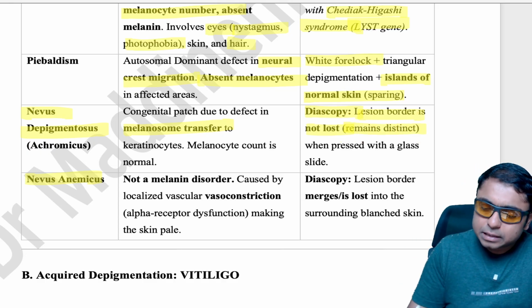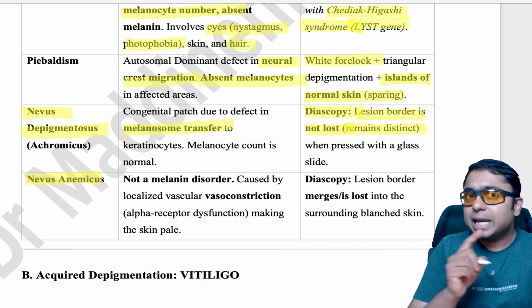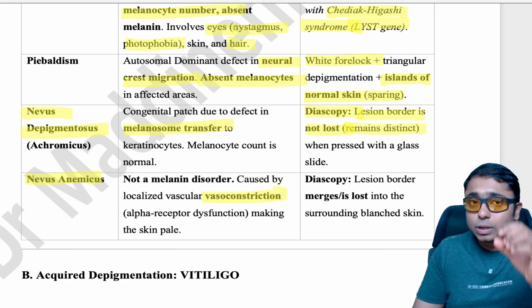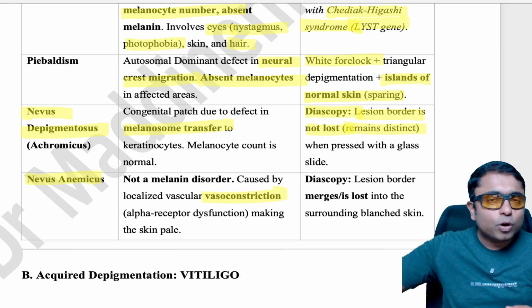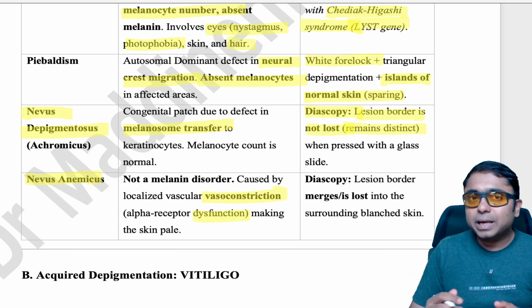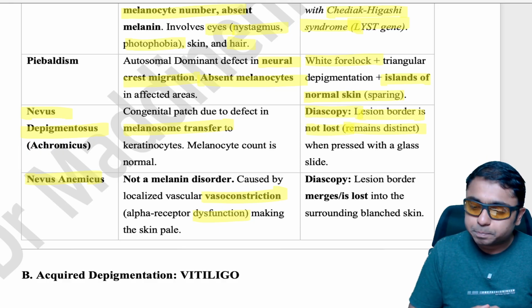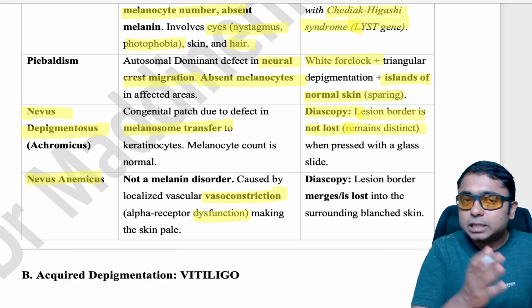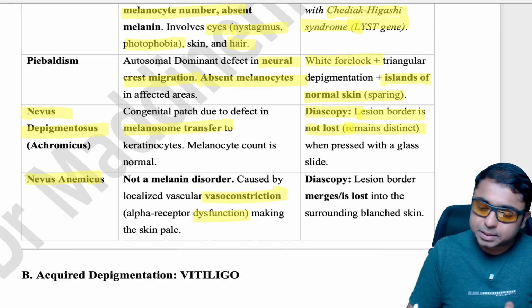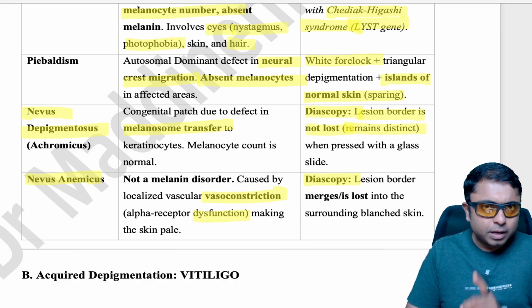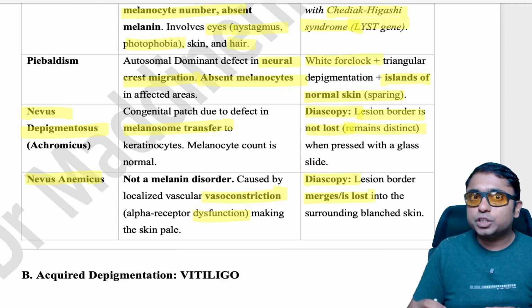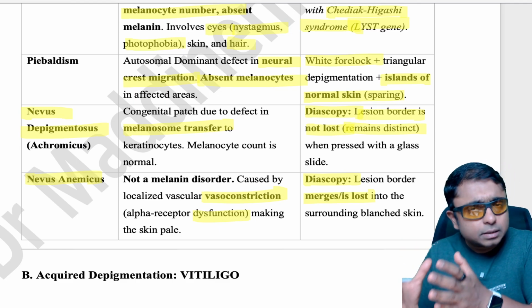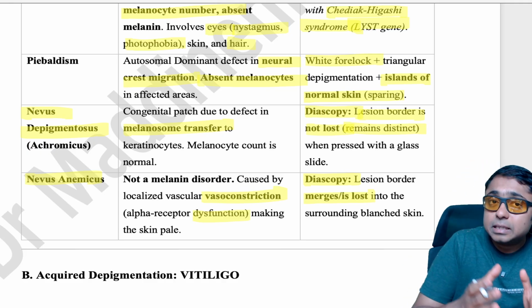It remains distinct. And coming to nevus anemicus, remember this is not a melanin disorder. It is basically due to excessive vasoconstriction in the lesional skin because of alpha receptor dysfunction, making the skin appear pale in color. Because something related to blood is causing this hypopigmentation, it is called nevus anemicus. And if you do a diascopy, the lesion border merges, so that we cannot differentiate between the involved skin and the adjacent normal looking skin.